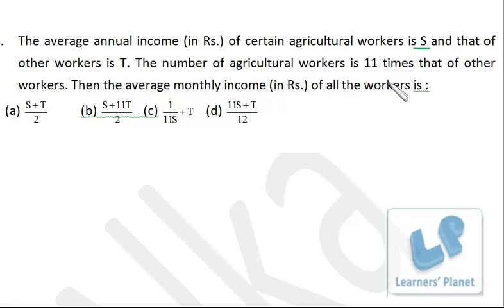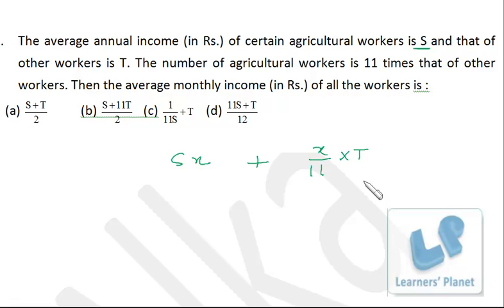I assume the total number of agricultural workers is x. So the total annual income of agricultural workers is Sx, right? And the number of agricultural workers is 11 times that of the other workers. So if agricultural workers are x, then the other workers are x by 11, right? And these are the non-agricultural workers, and their average is T. So the total is this. So the total of all this, that is agricultural plus non-agricultural, will be Sx plus (x by 11) into T, right?